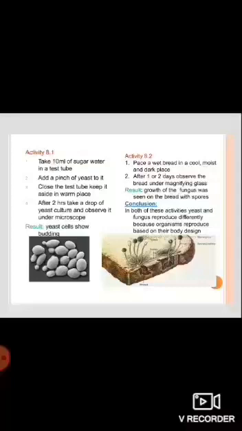Let us see activity 8.1. Take the sugar solution. To that you add the yeast cells. After that, you close the test tube and place it aside in a warm place. After 2 hours, you take a drop of the solution from the test tube and observe it under the microscope. What will you observe? You can observe a number of yeast cells. Those are the cells which are in the state of division, that is budding.